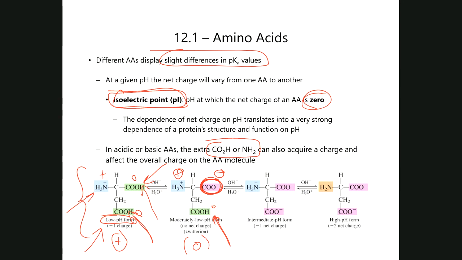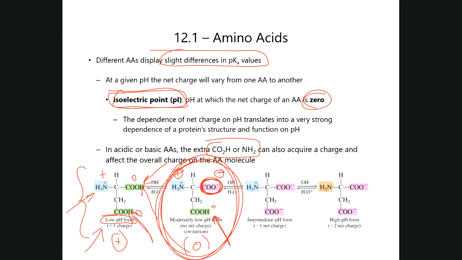So the pH at which this is exactly what's happening with aspartic acid is the moment at which that structure has no charge, that's the moment where any electrical field coming from an external source will have no effect on the ability of that structure to be attracted or repelled by that electrical field.